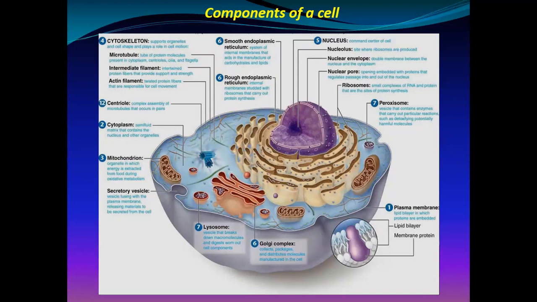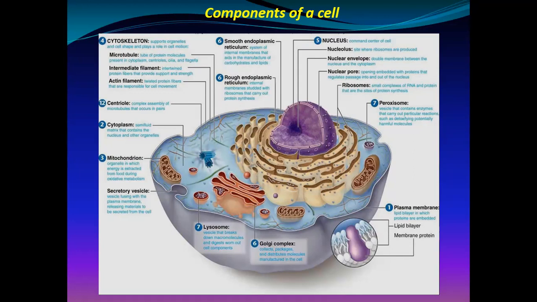Number 5, nucleus. Interesting, isn't it? I put one slide like this because one look, you can see everything, right? So command center of the cell. Oh, this is the nucleus, right? That's the command center, because in this lecture, I am the commander, isn't it? Whatever I am saying, you are listening. Okay, that shouldn't be actually, but command center of the cell. Nucleolus, that's the site where the ribosomes are produced.